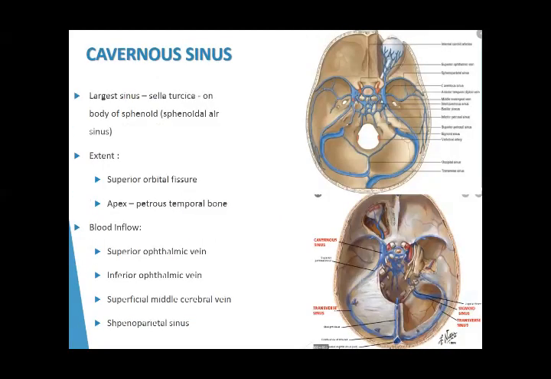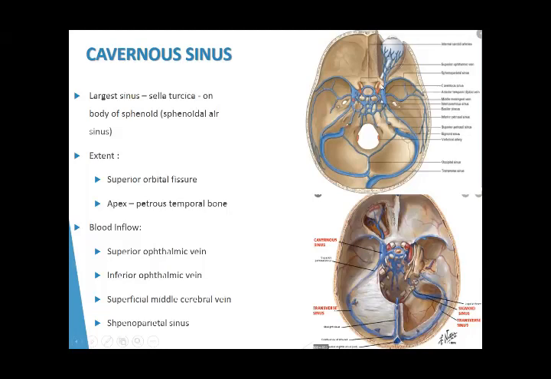So अब ये sella turcica जो है, this is in the sphenoid bone. ये सारी यहाँ पे sphenoid bone पड़ी हुई है, आपको बताया था. This is the lesser wing of sphenoid, and in the midline is the body of the sphenoid. So body of the sphenoid के अंदर sphenoidal sinus पड़ा हुआ है.